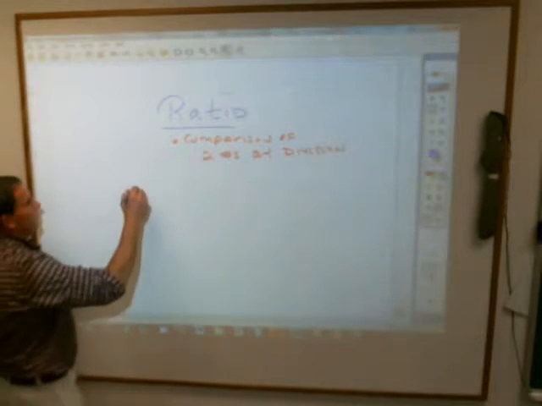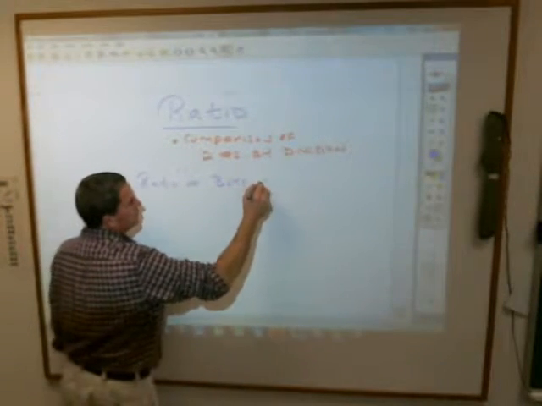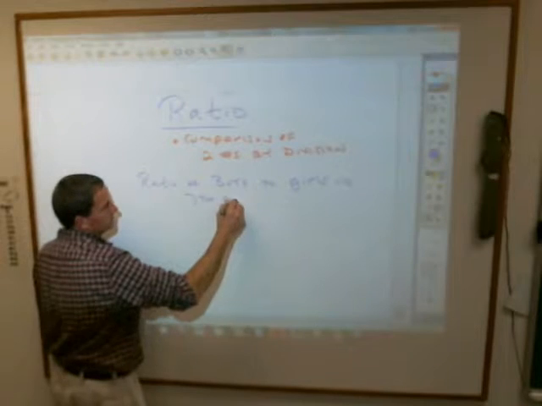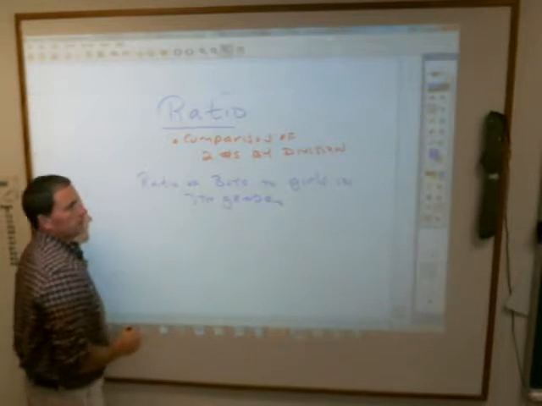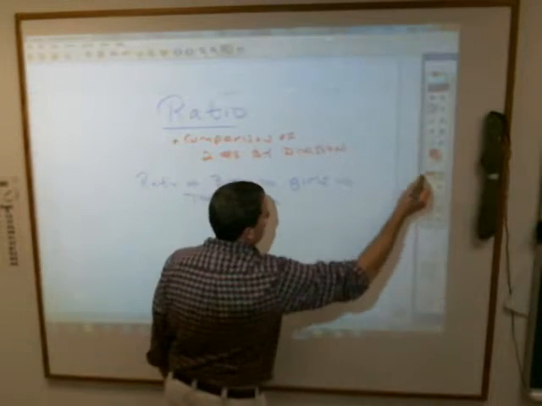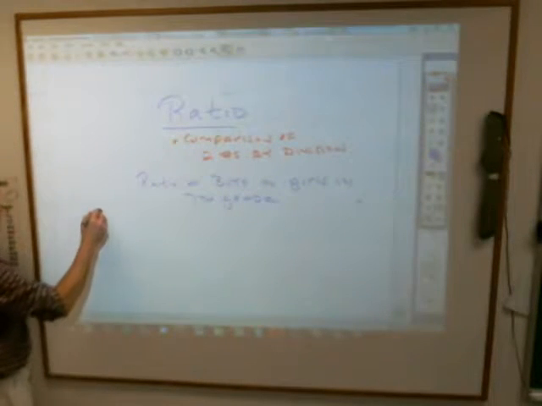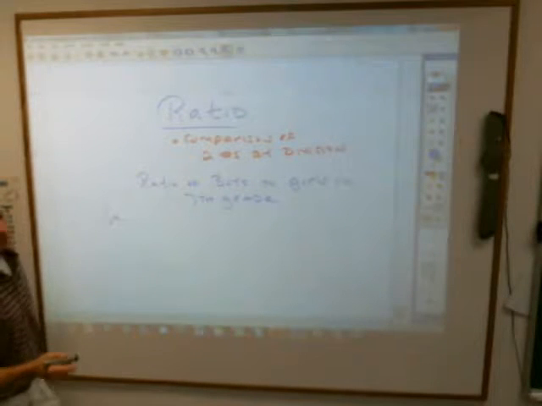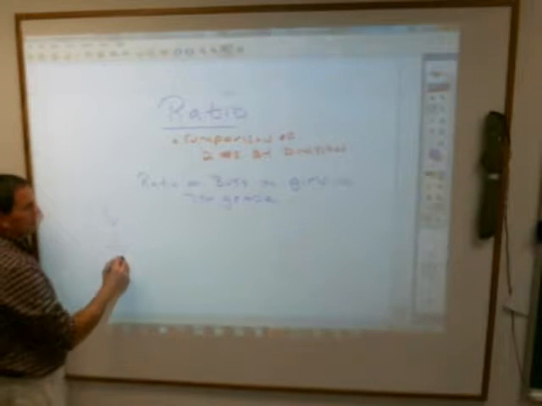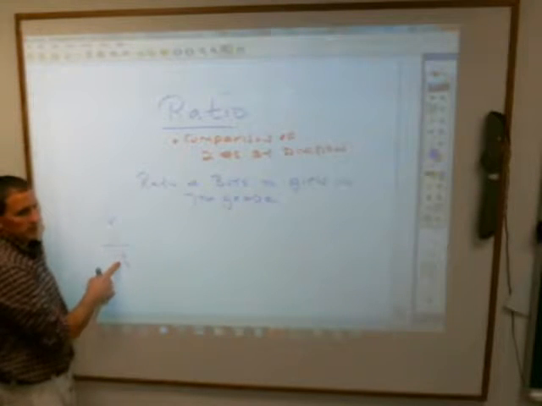For example, if I asked you for the ratio of boys to girls in 7th grade, there are 3 different ways that you can express that. The most common, and the one that you're going to use pretty much all the time, is in fraction form. How many boys are there in 7th grade? 11. How many girls? 14. The ratio of boys to girls is 11 to 14.